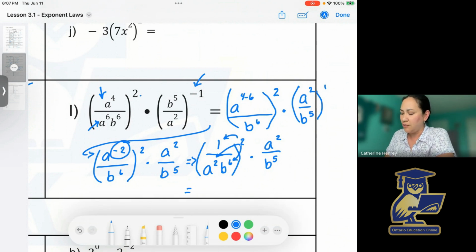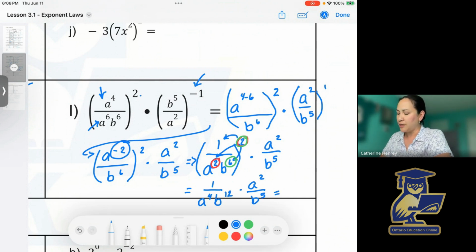So let's take our time. 1 to the power of 2 is just 1. A squared to the power of 2 is going to be a to the power of 4. So let me change colors here. I took this squared on the a and multiplied it by 2. And then I have to take the exponent on b, which is 6, and also multiply it by 2. So I will have b to the power of 12 times a squared over b to the 5.